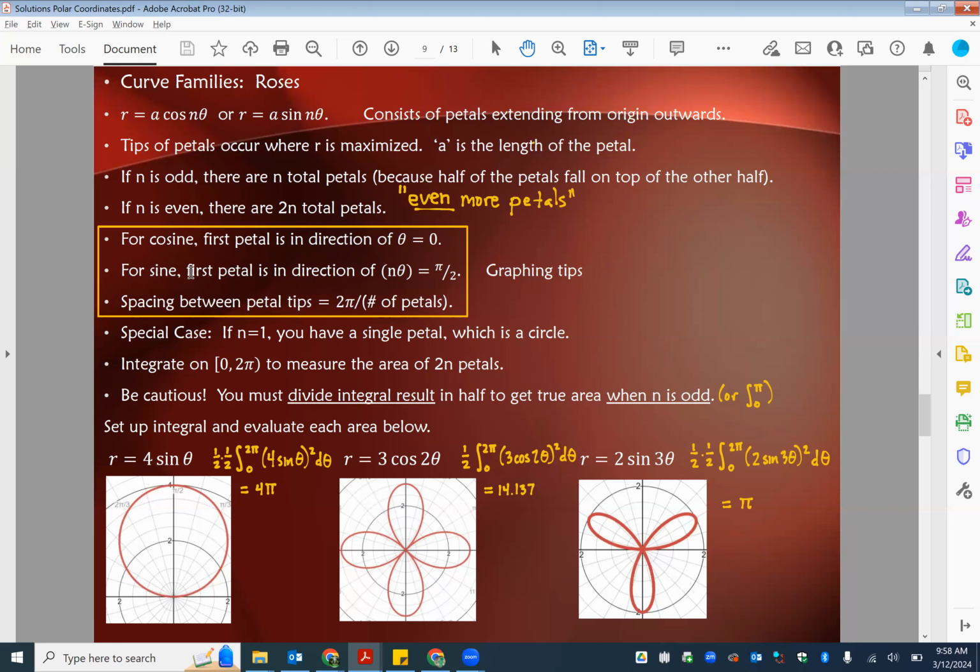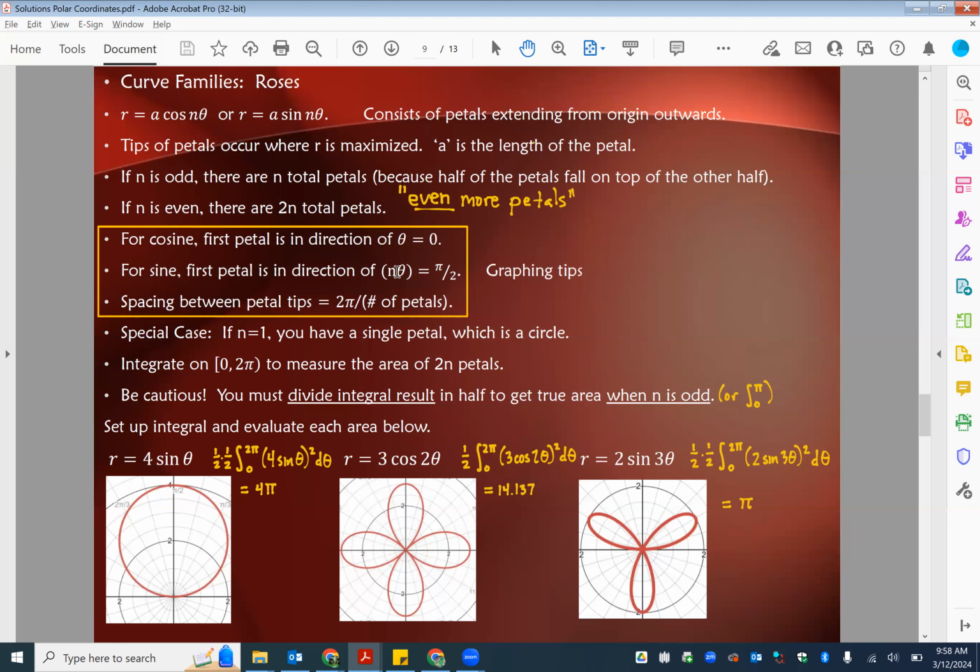Sine is a bit trickier because sine is maximized when you hit an angle of pi over 2, but theta might differ if we're setting n theta equal to pi over 2.